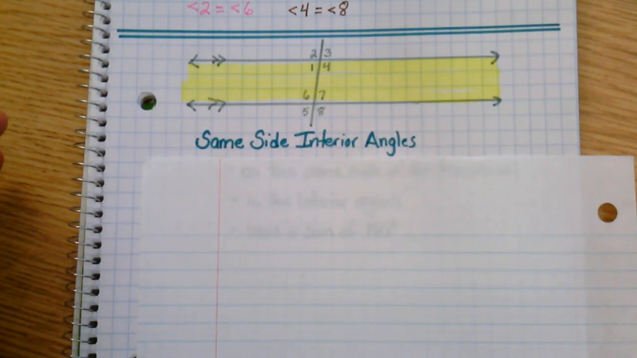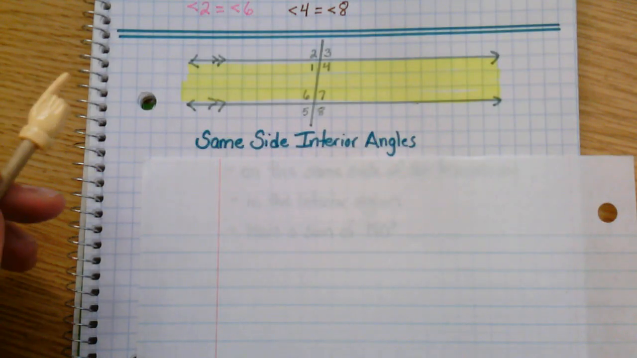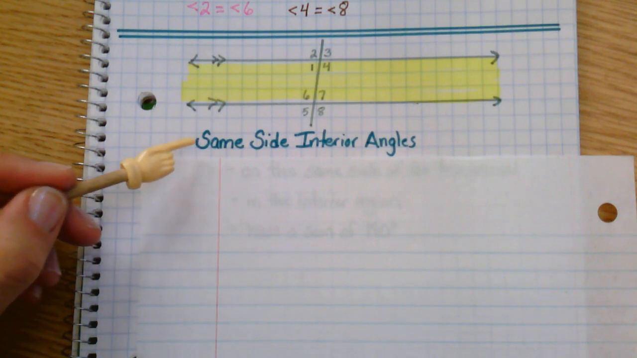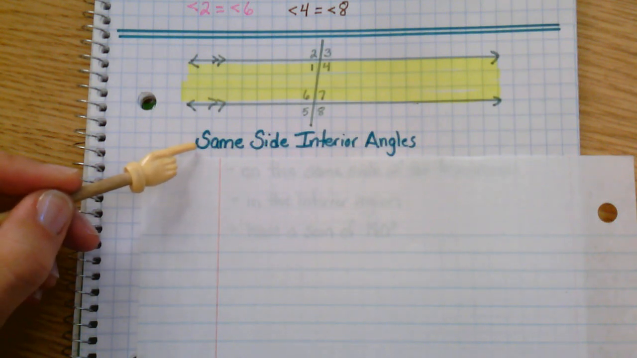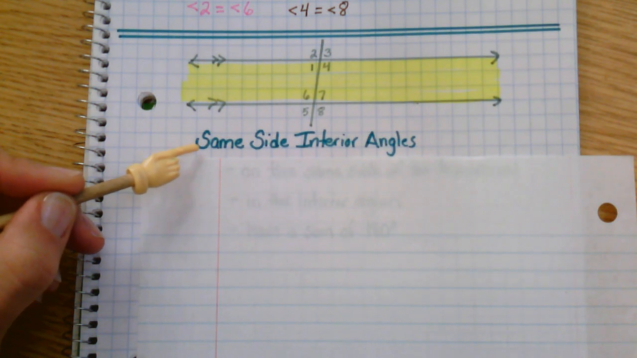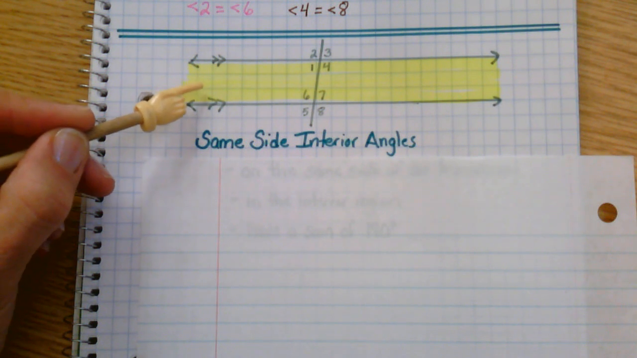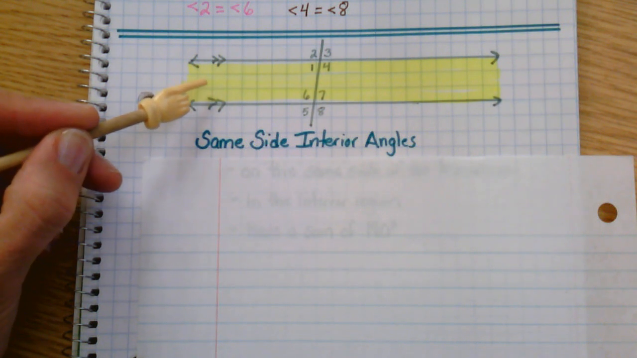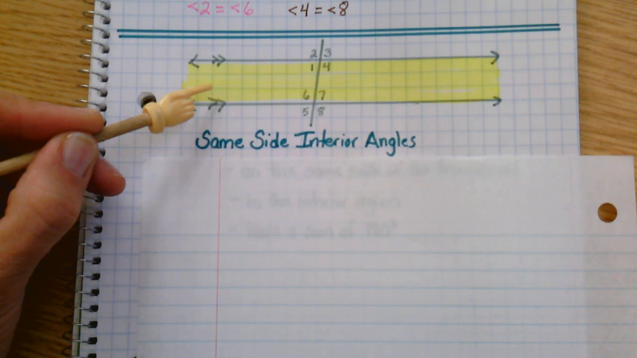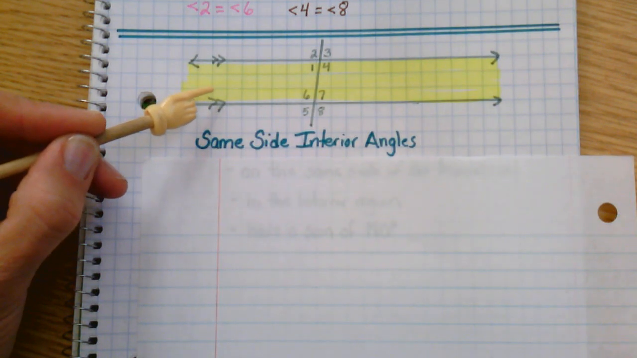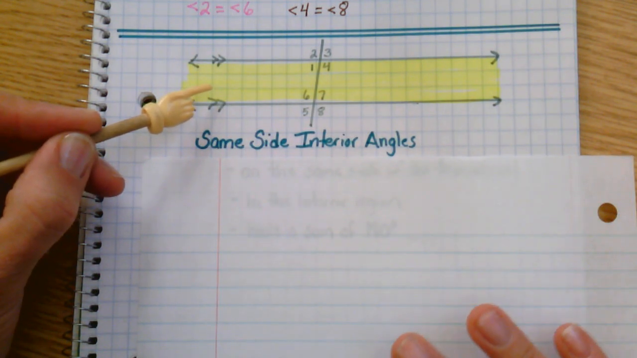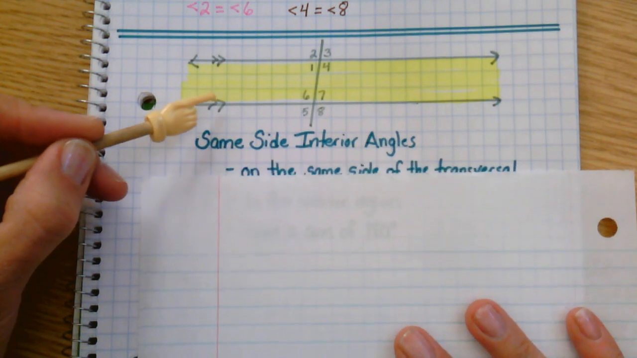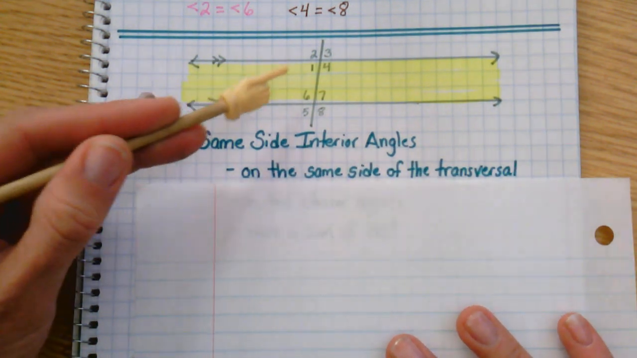Okay, moving on to our next angle relationship, and I'm going to use my pointer just for a little bit of fun. We are going to look at same side interior angles. So you can see in this diagram now I have highlighted the interior region. Once again, that is the area in between the two parallel lines. So in that interior region, we have 4 different angles.